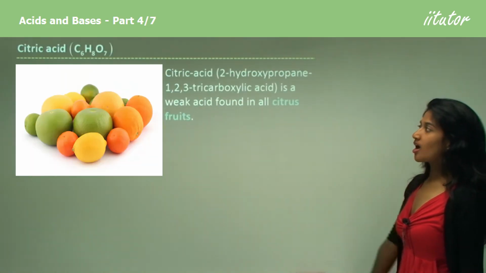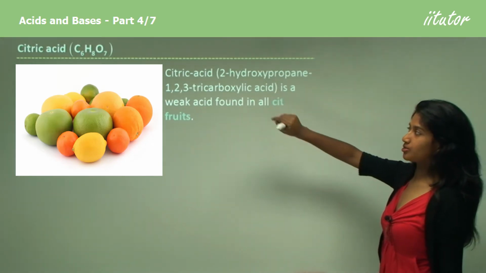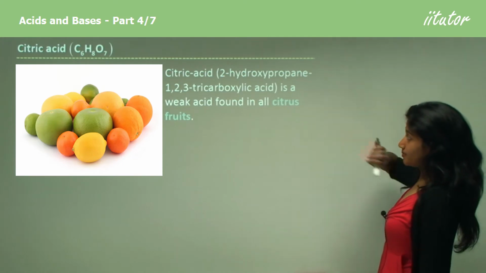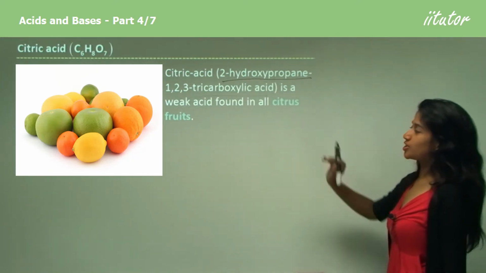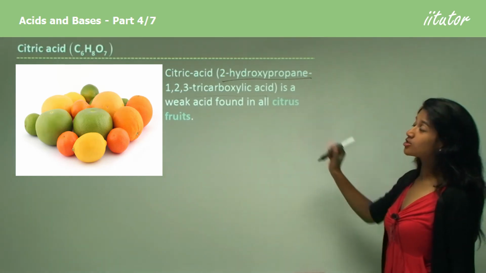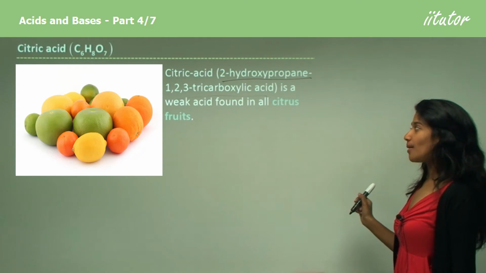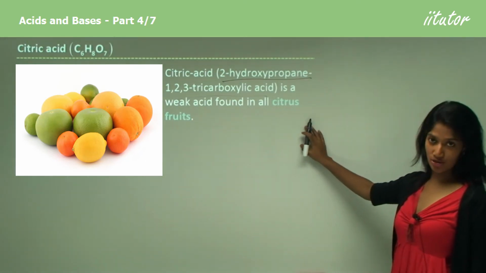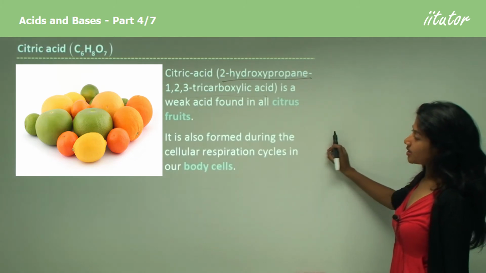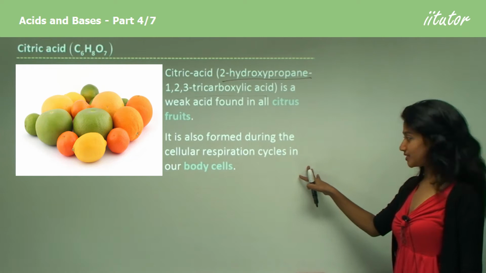Citric acid, C6H8O7. You would need to know how to write the chemical formula and also to name it using the systematic name. That is 2-hydroxypropane-1,2,3-tricarboxylic acid. It is a weak acid and it is found in citrus fruits. It is also formed during the cellular respiration of our body cells.